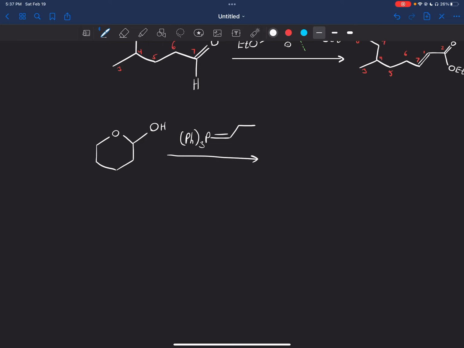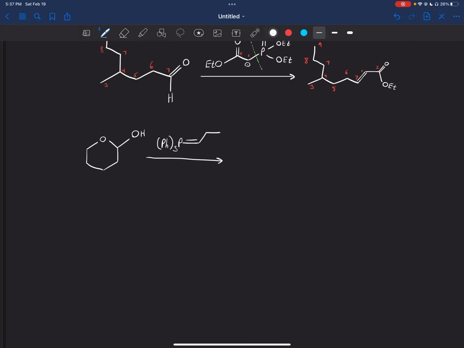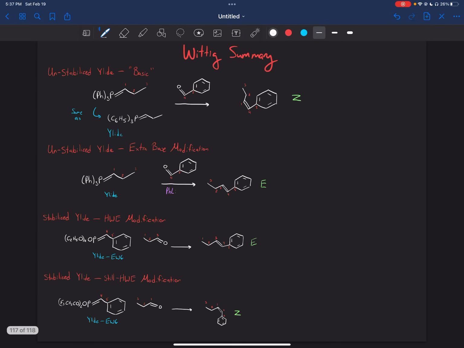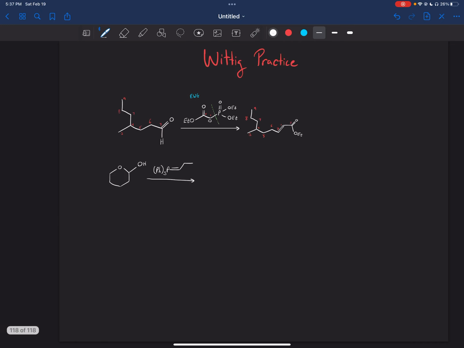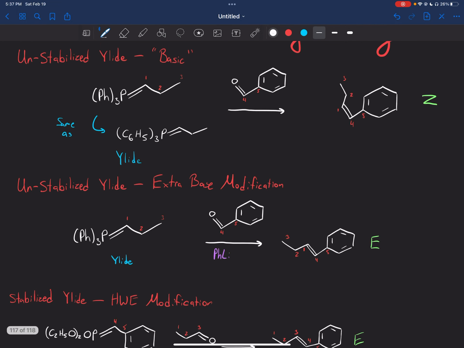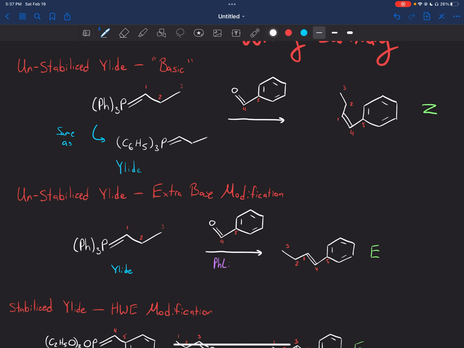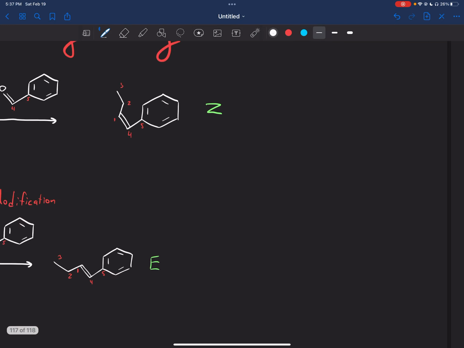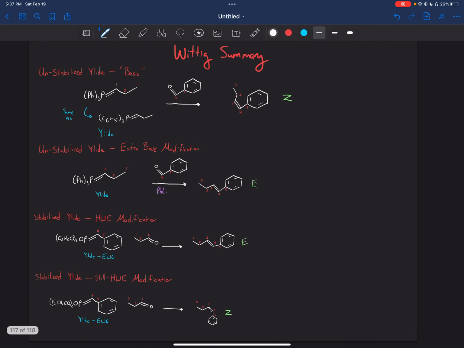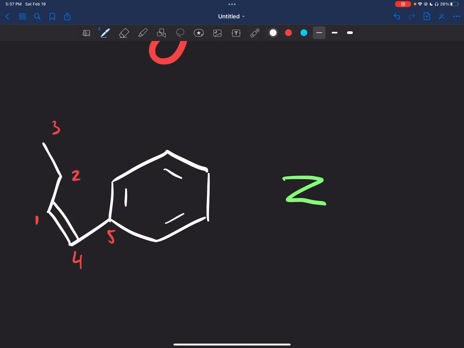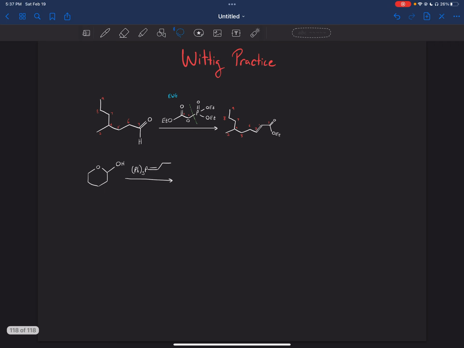First off, what kind of Wittig are we doing here? So we have a Ph3P group. If we go back, that's one of the top two. And I know it doesn't have an electron withdrawing group here, which further confirms that it's one of these unstabilized ylide reactions. Now, between these two, the difference is this extra base modification, the presence of PhLi. We don't have that here. So that tells me it's the top reaction. So whatever Wittig reaction I'm doing, I'm getting the Z isomer in this case. Okay, so we can make a note of that. We're getting the Z isomer.